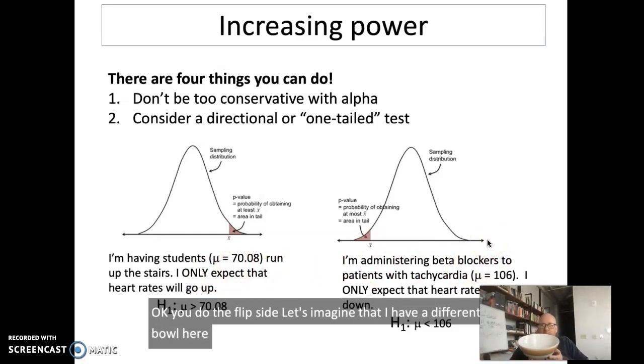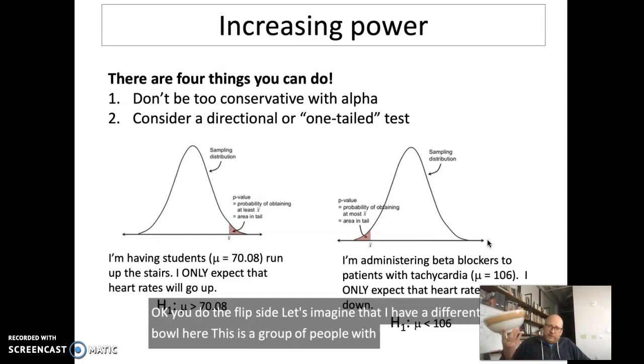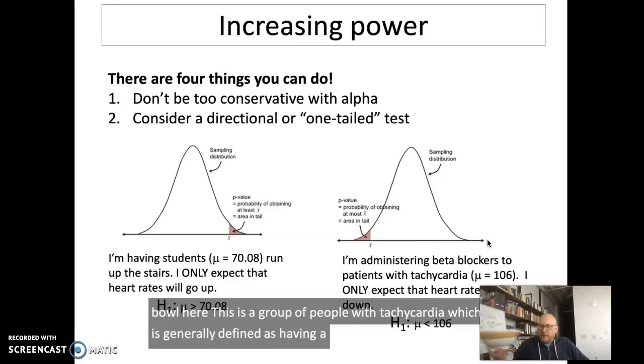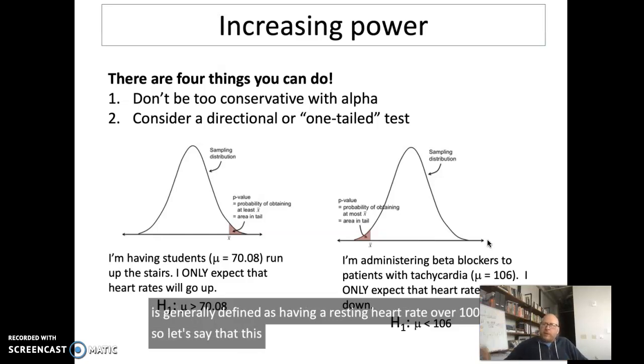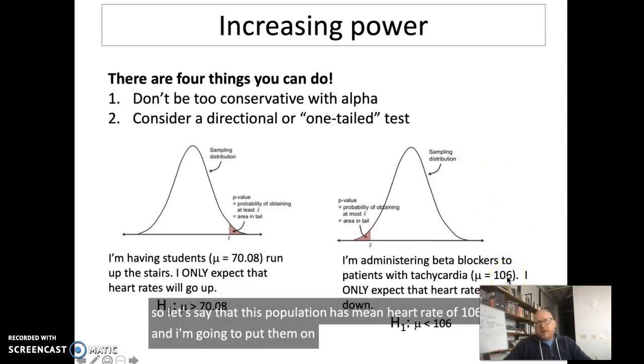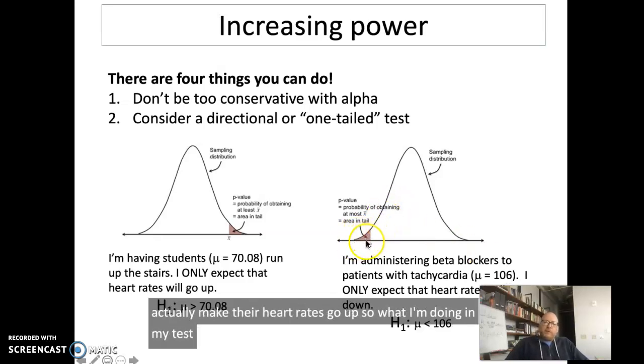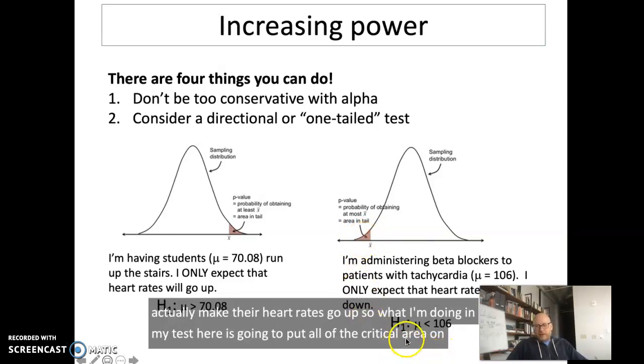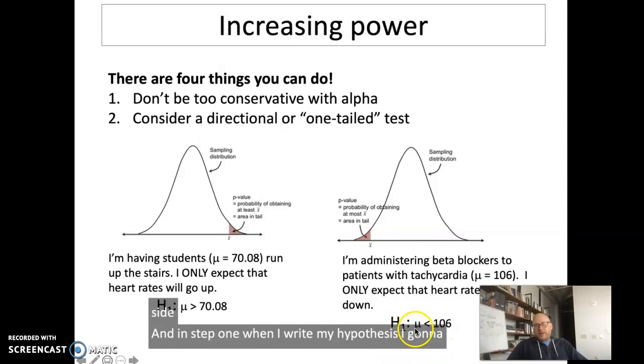This is a group of people with tachycardia, which is generally defined as having a resting heart rate over 100. So let's say that this population has a mean heart rate of 106, and I'm going to put them on a beta blocker regimen. There's nothing about beta blockers to make me think it'll actually make their heart rates go up. So what I'm doing in my test here is I'm going to put all of the critical area on the left side.